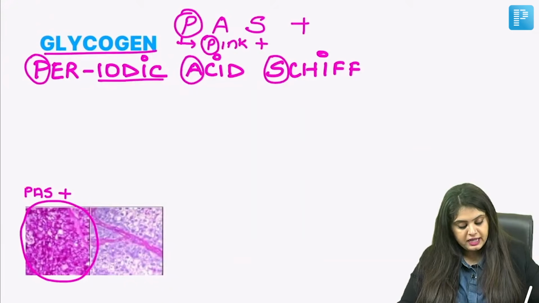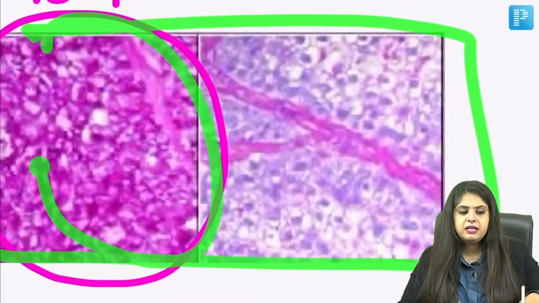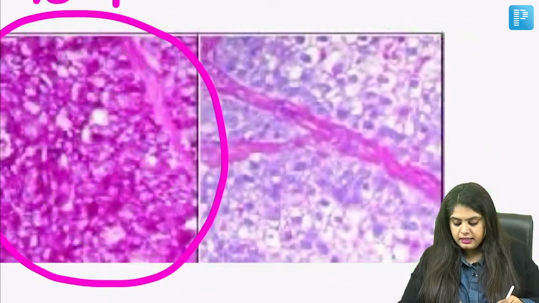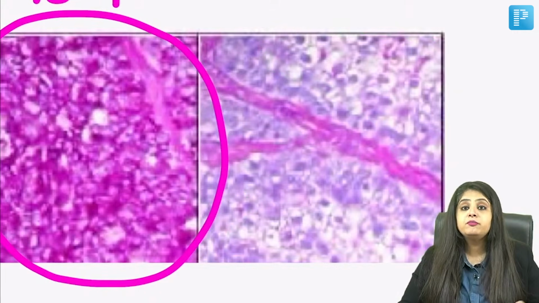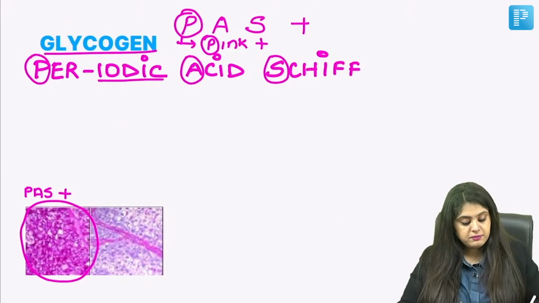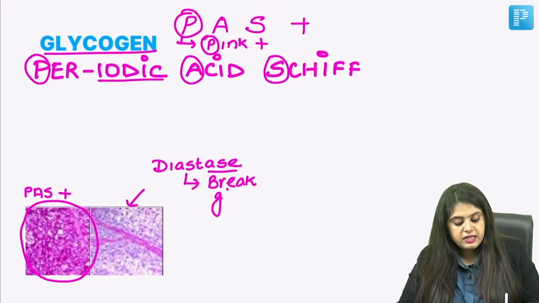So what I do is I take two slides. Have you noticed I have taken two slides? In one slide, I am getting a nice pink color. In the other slide, ma'am, suddenly that pink color has vanished. You have put some enzyme to it. What have I done? In the next slide, I have added diastase. Diastase is an enzyme. What is it going to do? It is going to break glycogen. It will break the glycogen.